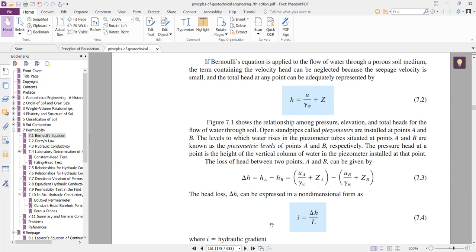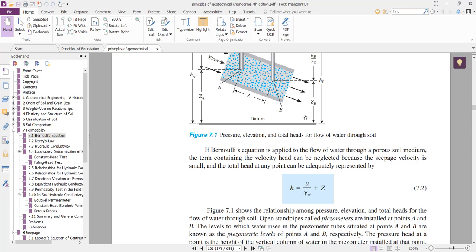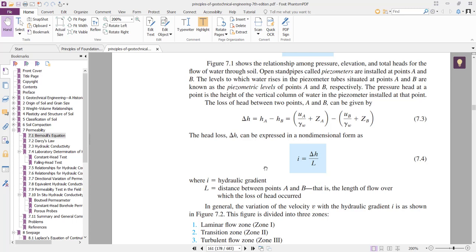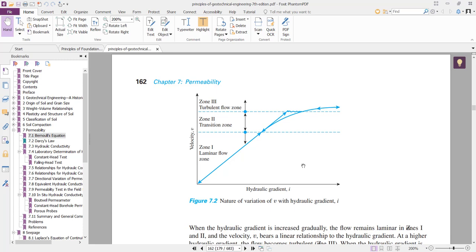This delta H, which is HA minus HB, takes us to another very important definition in fluid mechanics, when we talk about seepage and permeability, which is a parameter called the hydraulic gradient. The hydraulic gradient is the delta H, the difference in the head, over the distance. So it is going to be delta H by L. We define this as delta H by L. And this leads to what we call Darcy's law.